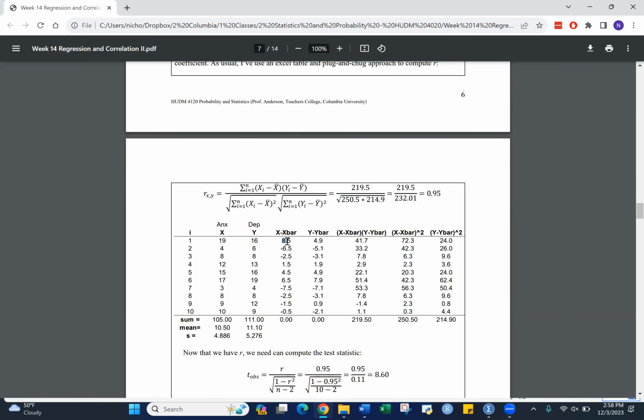So here we have x minus x bar: 19 minus 10.5 is 8.5. 4 minus 10.5 is negative 6.5. So you should be able to make those 2 columns. This is the product, 8.5 times 4.9, etc. You square them, right? You have the formula, and you're matching this. So this is the product of the deviations, deviation 1 times deviation 2. This is the sum, so that 219 comes up there. The sum of the squared deviations of x is 250.5. The sum of the squared deviations of y is 214.9.